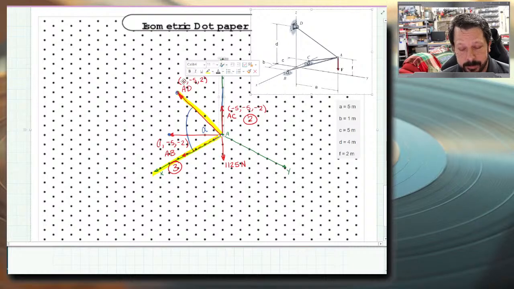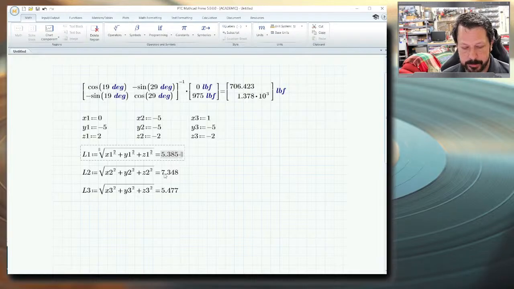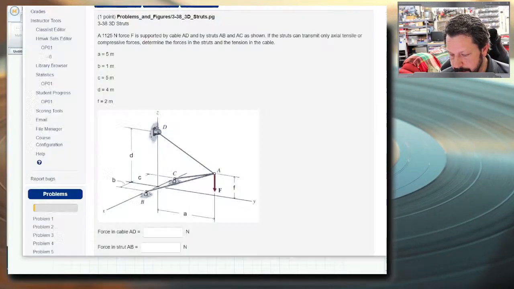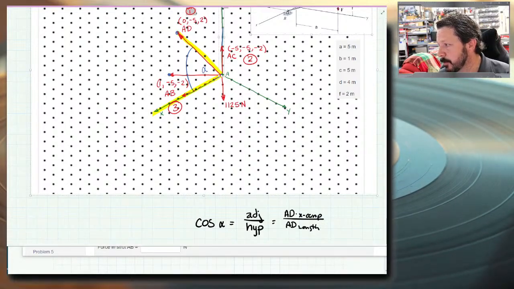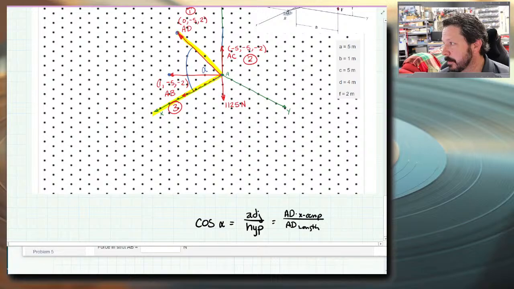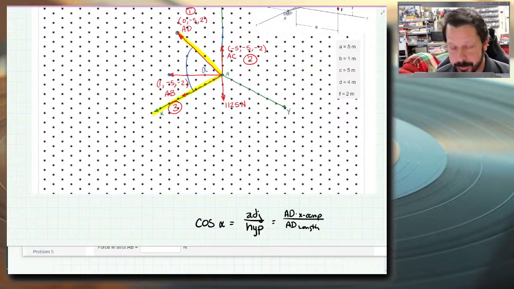We have the x coordinate of it, so it's 0. X coordinate of AC is -5. X coordinate of AB is 1. And we have the length of AD. The length of AD is what I called L1 over here. So, in other words, going to the right page, the cosine of alpha for this x component, we can just use the actual definition, which would be 0 for AD over whatever the length L1 was, like 5.3 inches or 5.3 meters. I didn't put units on it.